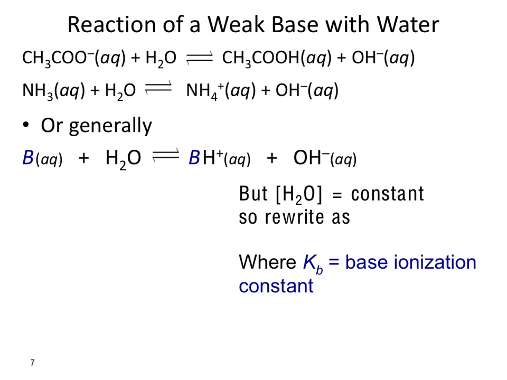Okay, so there's two ways that we can look at a reaction of a weak base with water. First is by taking the conjugate base of an acid, like the acetate ion, and reacting it with water to reform the acid and produce OH minus. Another way is by having an actual base, like ammonia, and having it react with water to form NH4 plus, or ammonium, and the hydroxide ion. So you can see in both of these the hydroxide ion is being formed.